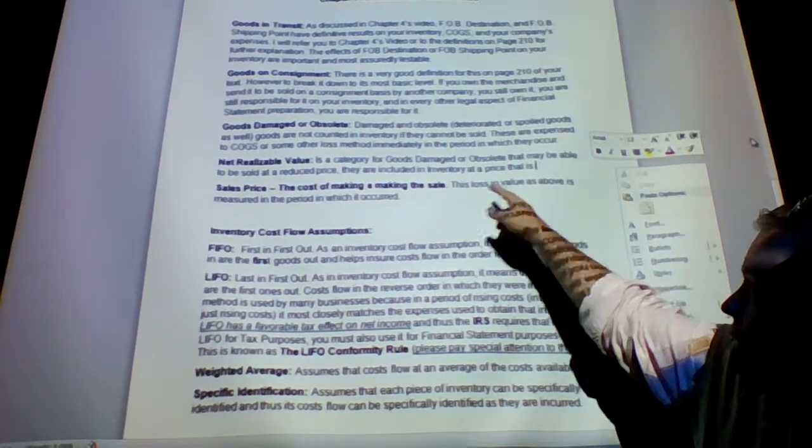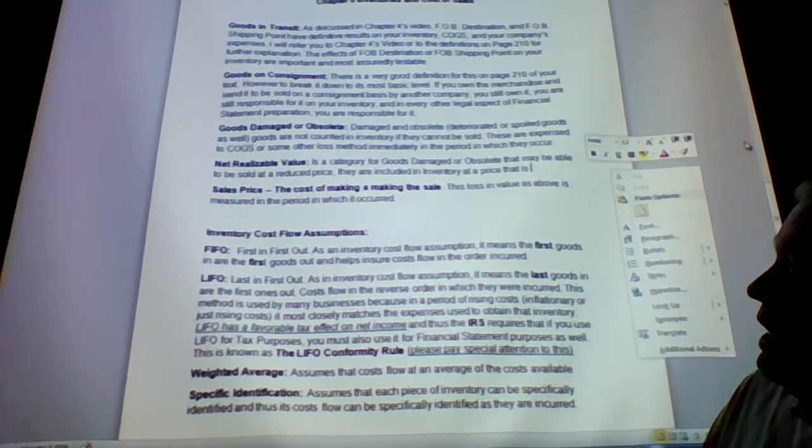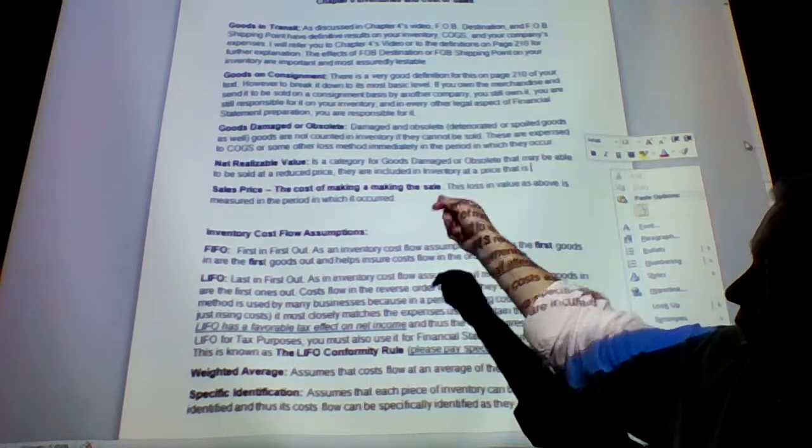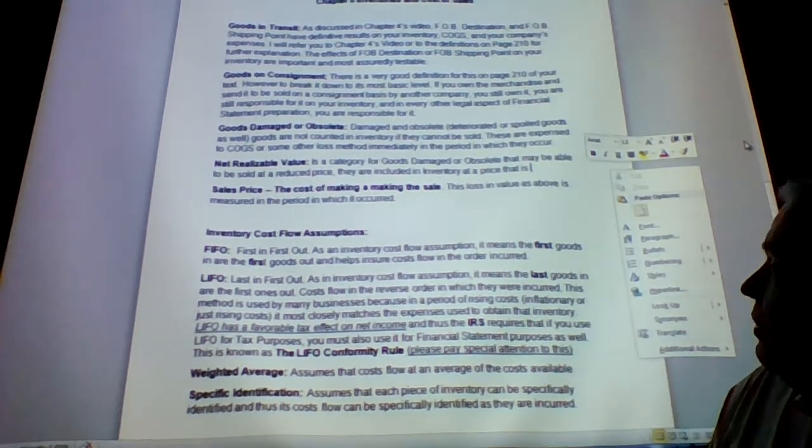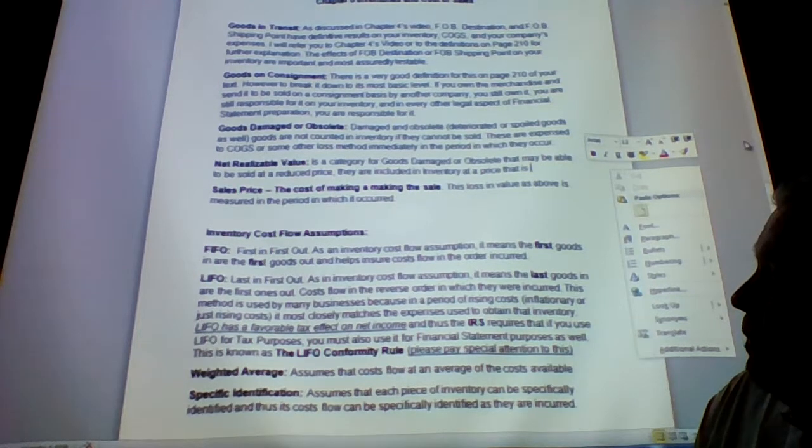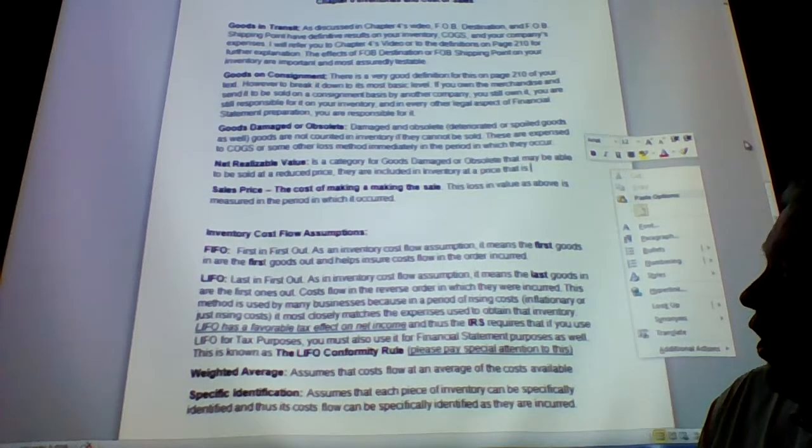Sales price, and this is the formula: sales price minus the cost of making the sale. This loss in value as above is measured in the period in which it occurred.